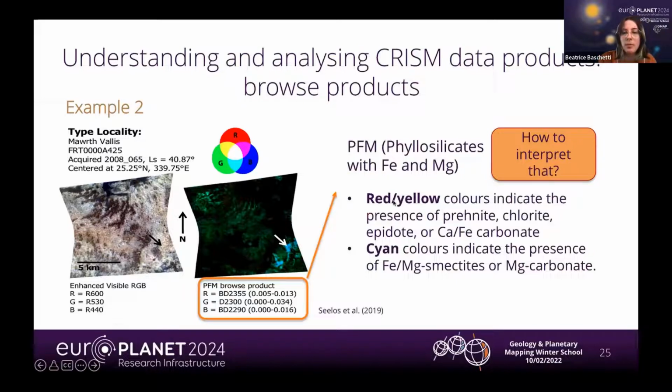So if we see red and yellow colors, which is not the case, we might have prehnite, chlorite, or epidote, or carbonates. And if we see cyan colors, we might have iron-magnesium-rich smectites, or a carbonate rich in magnesium. So we expect in these areas to have either iron-rich smectites or carbonate rich in magnesium.